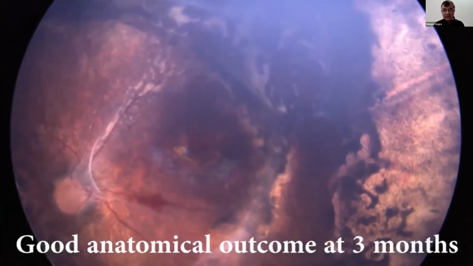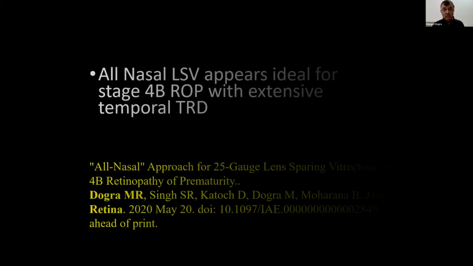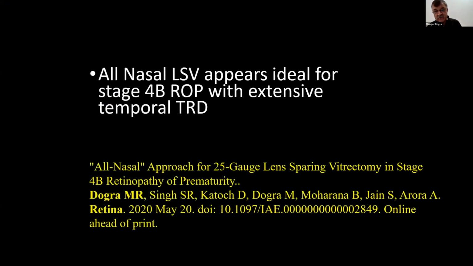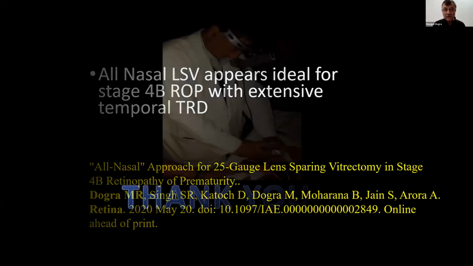In fact, we could spare the lens, and you can see the retina going back. And this is at 3 months. We did publish this, in Ophthalmology Retina. We have done a number of cases, and this is ideal for stage 4B with extensive temporal TRD. Some of my friends have done it. Susanna, I want you to try this, and other people to try this one. Some of them have been very happy, and they could spare the lens, and all objectives could be achieved.